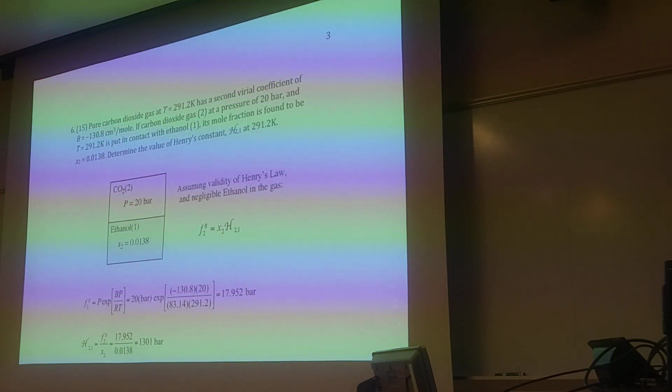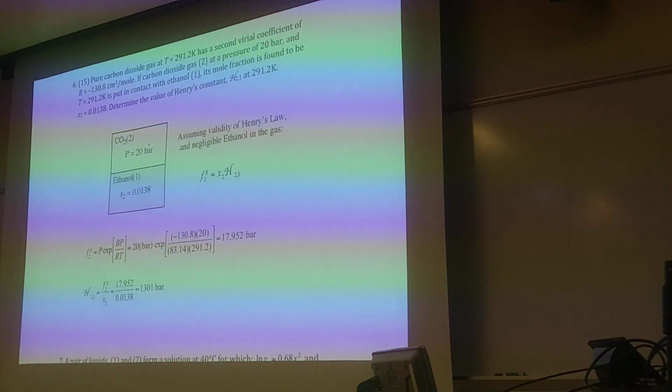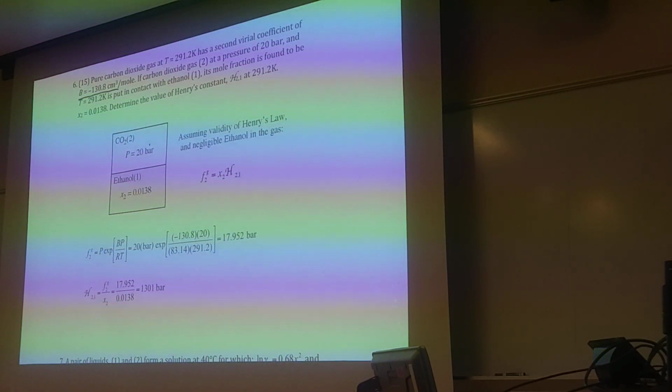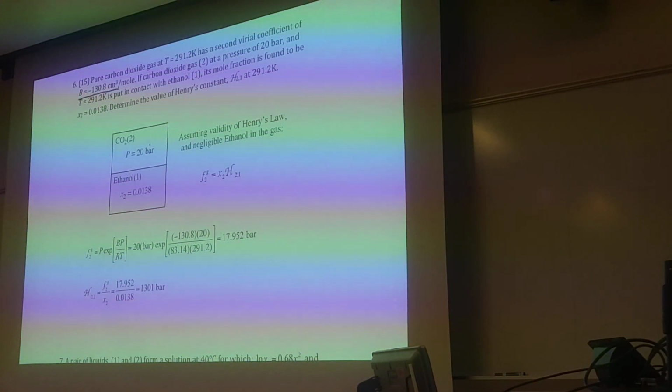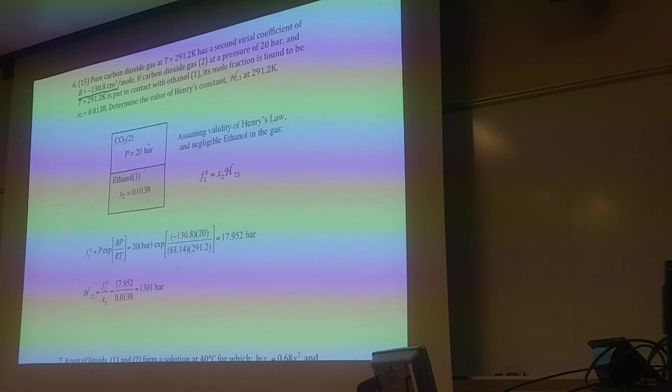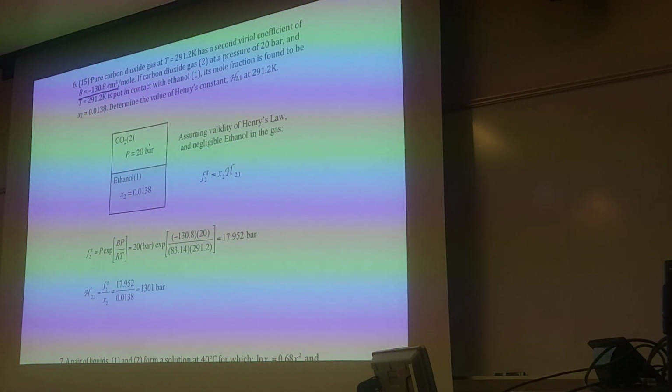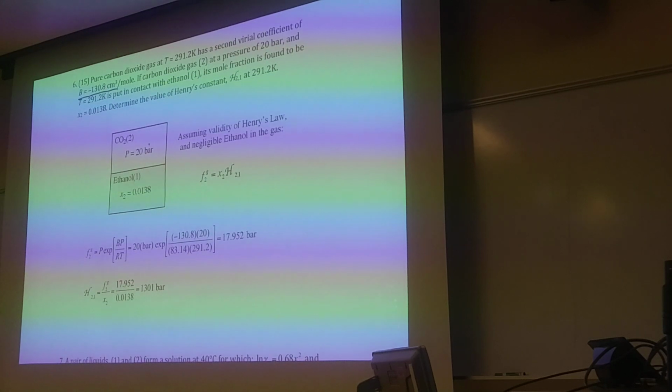This is a picture of the situation, and we've got a gas here. It's at 20 bar, so not surprisingly, it isn't quite an ideal gas. And you were given information to describe it by virtue of being given the second virial coefficient for it. So Henry's law in its general form here is written as the fugacity of the component in the gas phase is equal to the mole fraction in the liquid phase times Henry's constant.